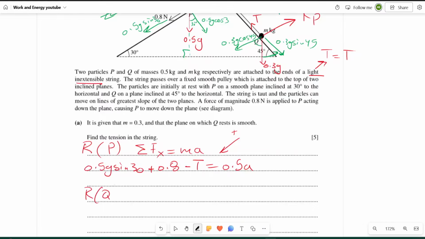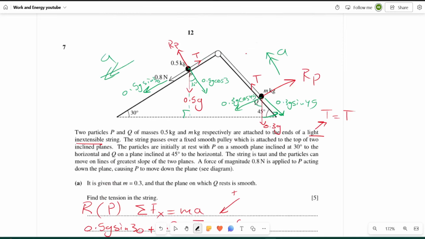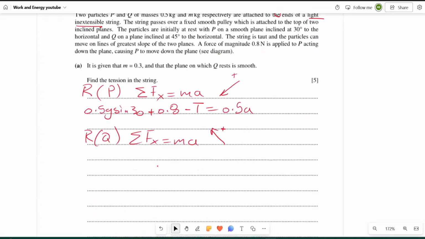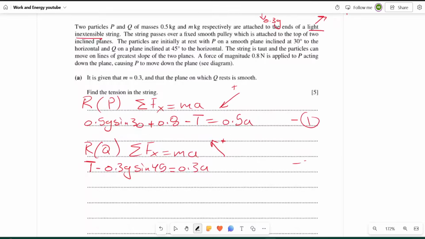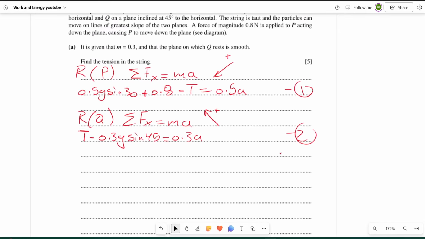Resolving particle Q, sigma f of the x direction for particle Q equals ma. Now taking up the slope for Q as positive because the acceleration here is upwards. So what we're going to do is we're going to say that tension minus 0.3 G sine 45 is going to equal the mass, which is 0.3 times acceleration. So now we have two equations that we can solve for the tension and accelerations if we wanted to.